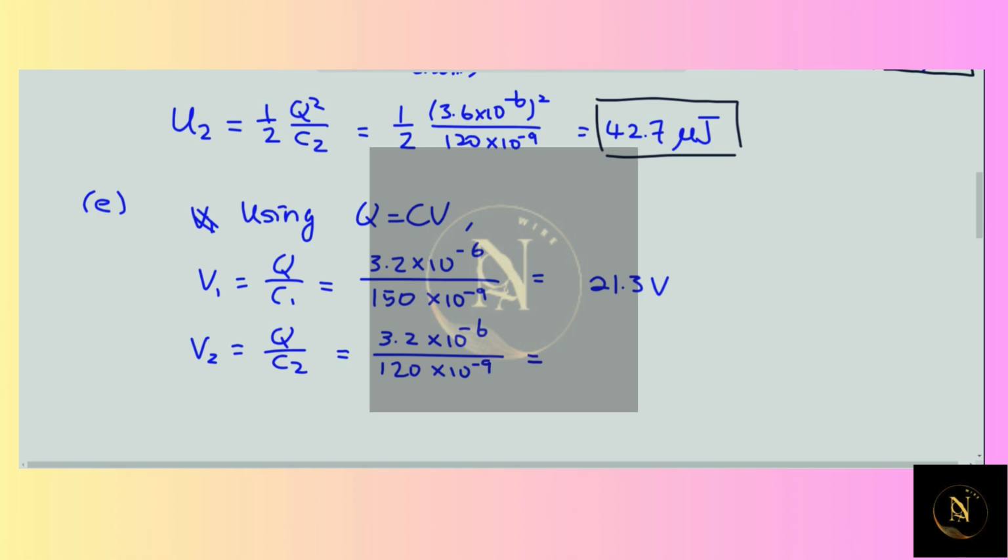You get 26.7 volts. Again, these two numbers add up to give you 48, which says that the voltage is shared by the components in the circuit. And that's all.